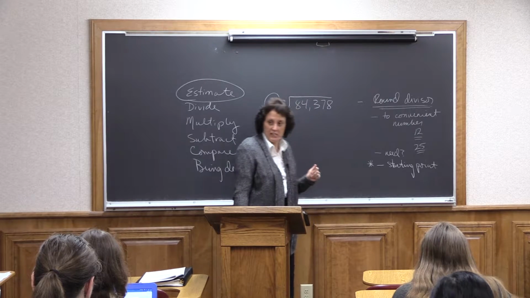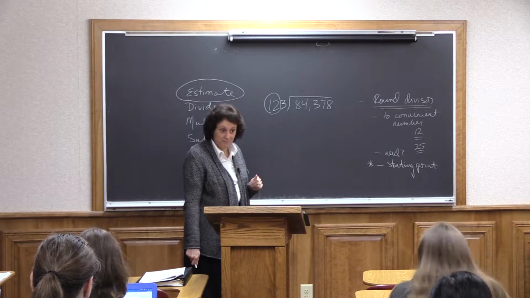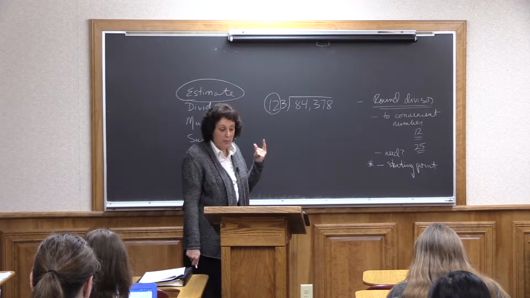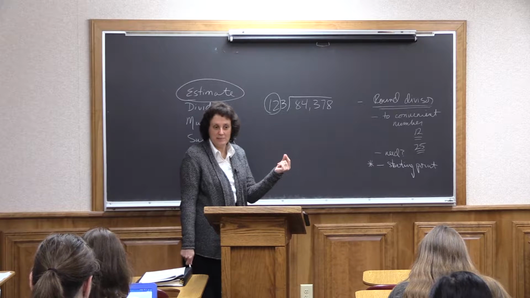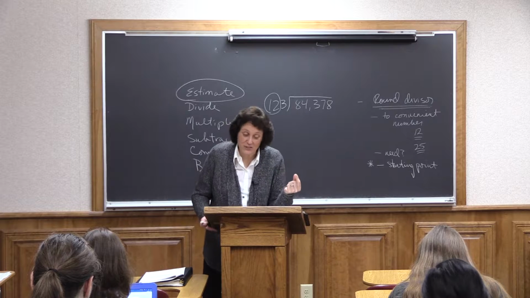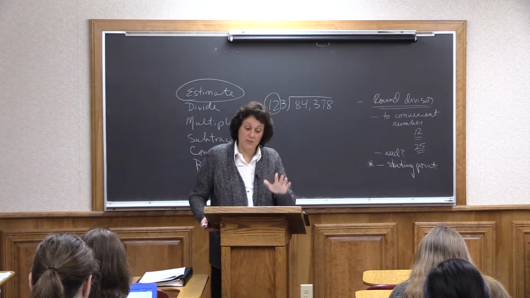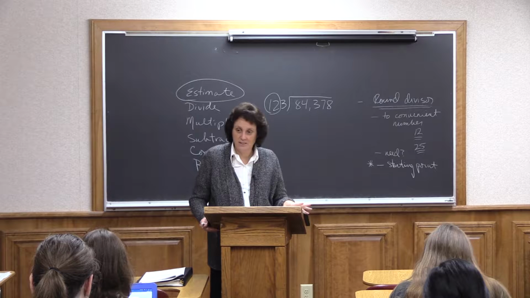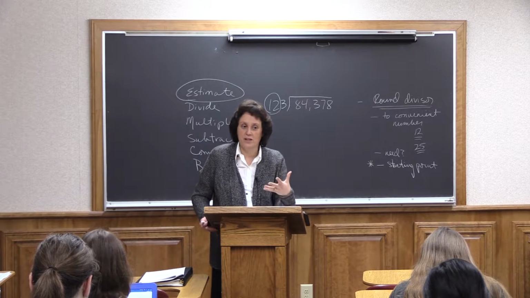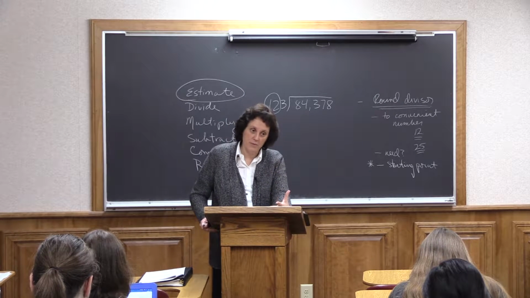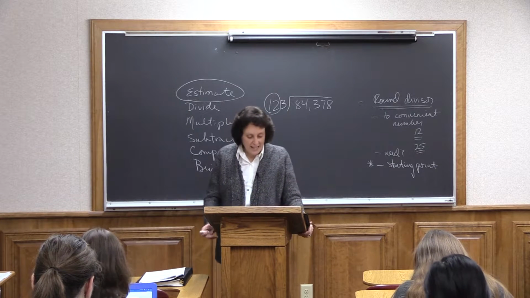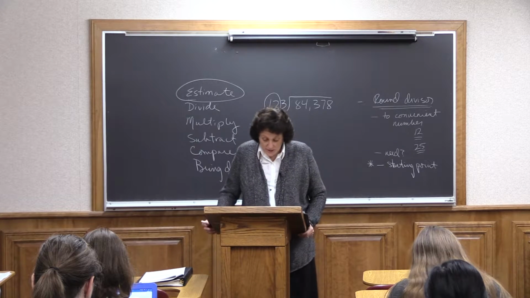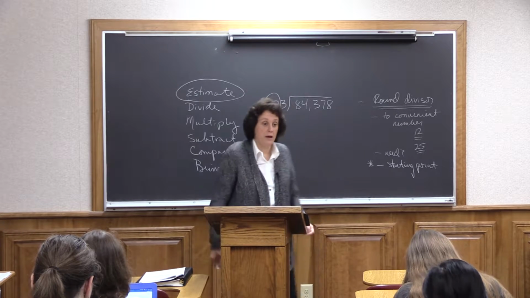Then I have a caution with rounding the divisor. The caution is this: the more you round, the less accurate your estimate. The more you round, the more suspicious you need to be of your estimate. So the more you round, the worse and worse the estimate becomes. So you need to become more and more suspicious of it. The more you round, the less likely your estimate's going to be accurate.